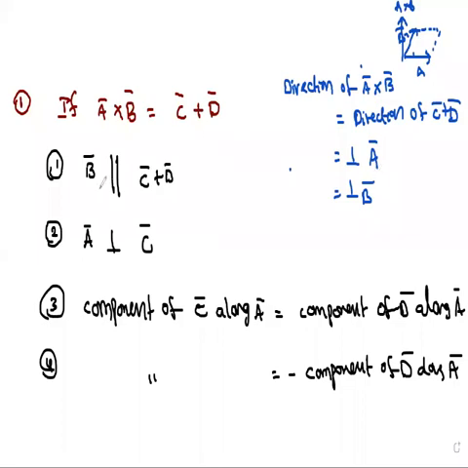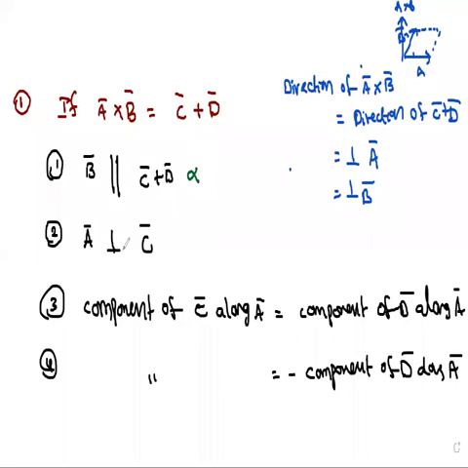Now, what is the first option given? B bar is parallel to C bar plus D bar. But C bar plus D bar is perpendicular to B bar, and that is what we derived here. The direction of C bar plus D bar is perpendicular to B bar, but the option says parallel, so it is a wrong option.